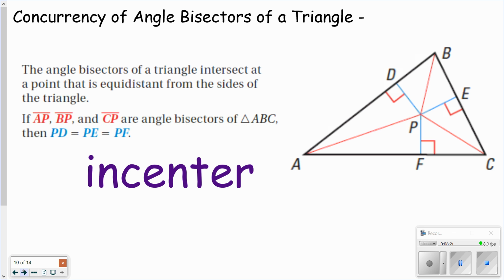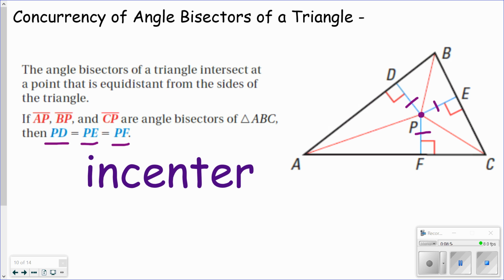Concurrency of angle bisectors of a triangle. The angle bisectors of a triangle intersect at the point that is equidistant from all sides of the triangle. So that means that if AP, BP, and CP are angle bisectors of triangle ABC, then we know that PD, which is this segment right here, PE, which is this segment right here, and PF, which is this segment here, are all congruent. They're the same length. So that's going to be important in future lessons.